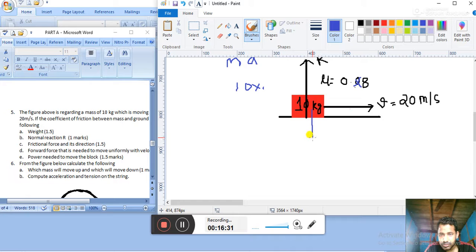Weight equals mg. Now the reaction balances the weight because they lie along the same vertical line, so R equals mg. No angle is here, so it is not inclined, so write here mg. M equals 10 kg, so it will be 10 into 10, it will be 100 Newton.